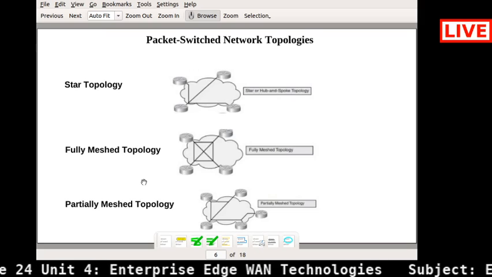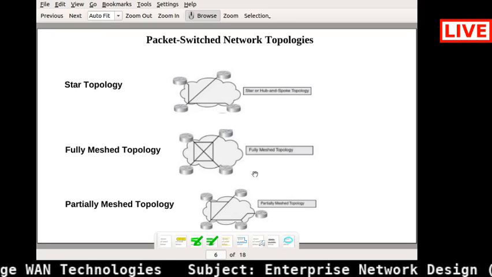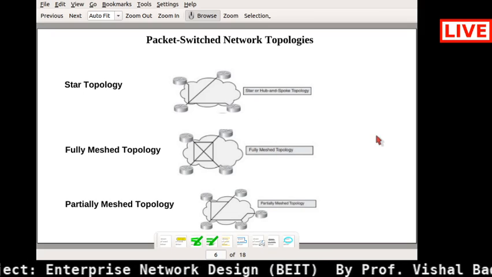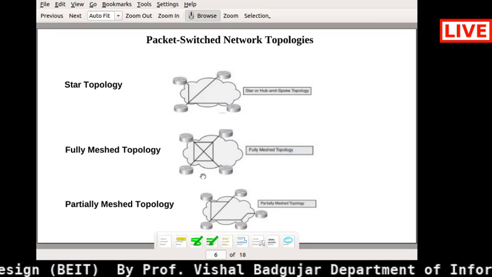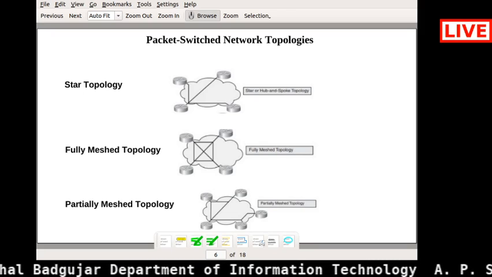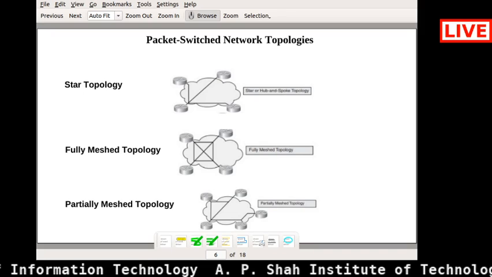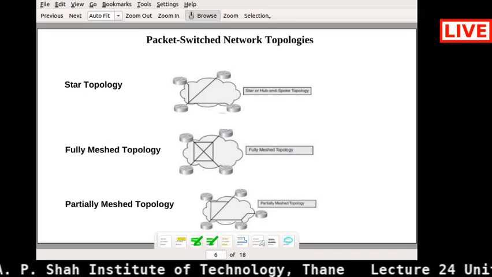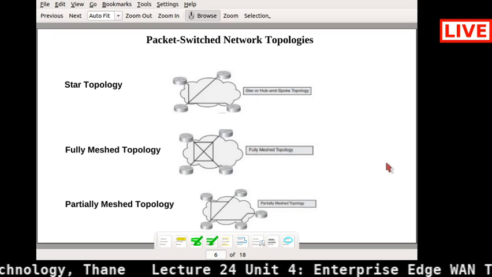Okay, then we will see the different topologies within that particular packet switch network. Here there are three topologies mentioned under the packet switch network. The first one is the star topology. Already you know all these topologies with respect to networks, and we have studied this as a prerequisite for this subject, so I'll just brief you once again, right? This star topology we can also call a hub and spoke topology, right?